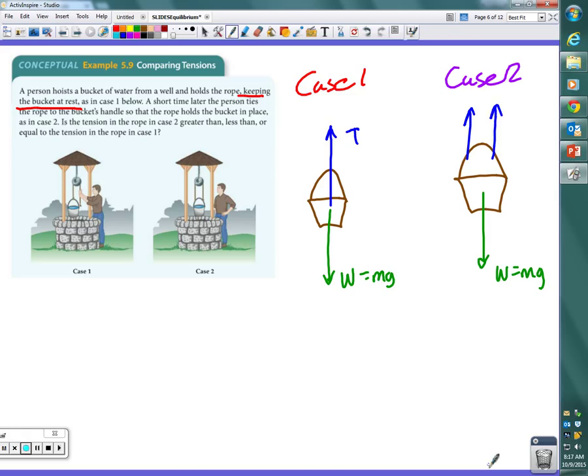What has to be true about each of those tensions, or each of those forces? Okay, so that means this is actually weight over 2, right? In the first one, that tension is going to be equal to the weight. But here, each of these would have to be half the weight, because together they have to add up. Good there? So, the rope is going to feel tighter in case 1 as opposed to case 2.